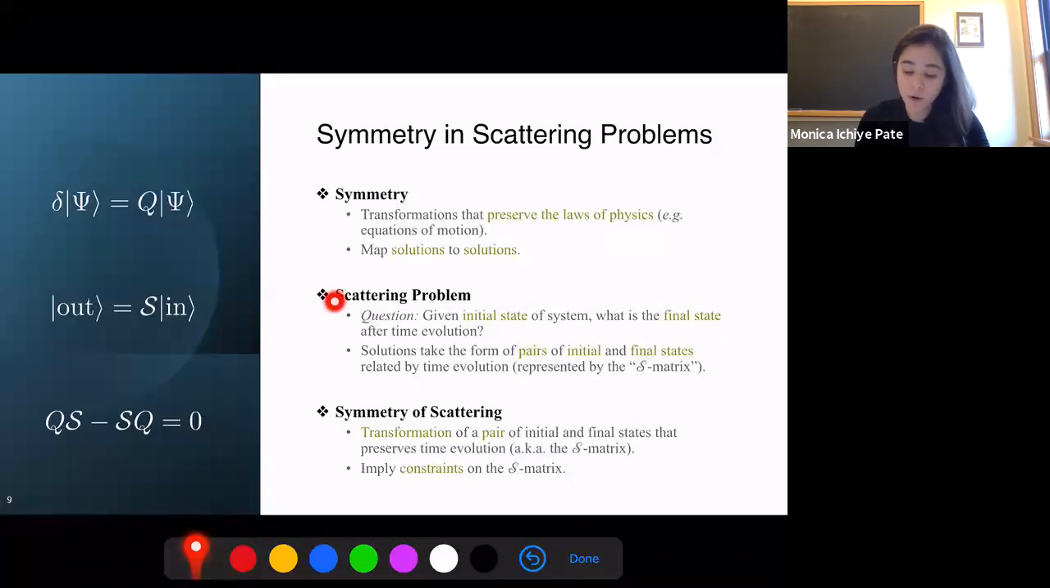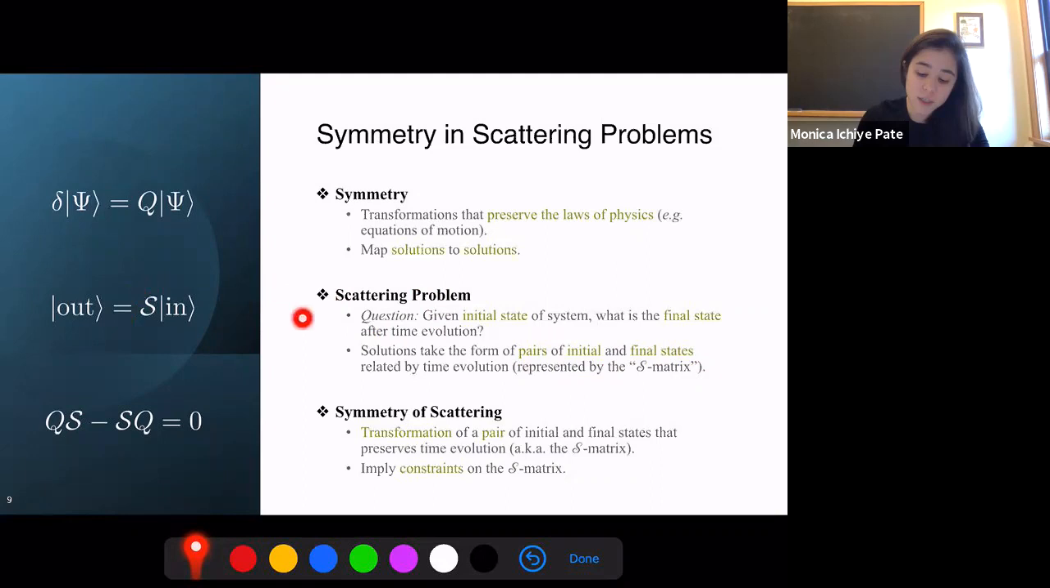Now, since the scattering problem addresses the question, given an initial state of the system at early times, what is the final state after time evolution? Solutions to the scattering problem take the form of pairs of initial and final states that are related by time evolution, which is often represented by the scattering or S matrix.